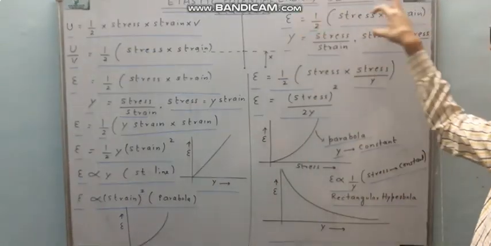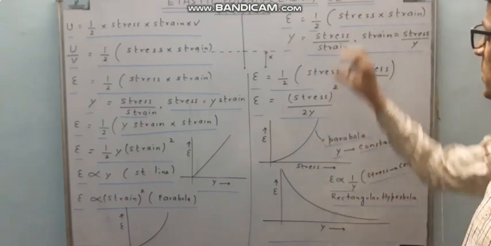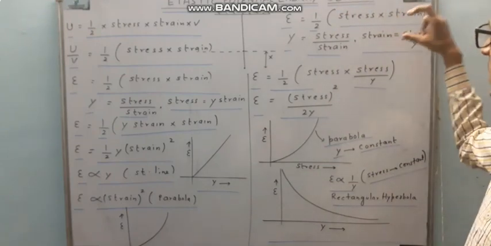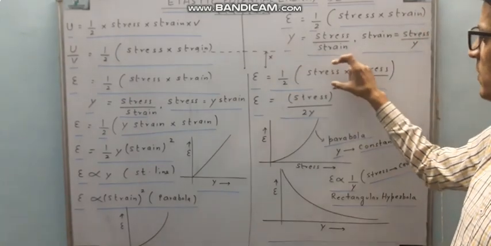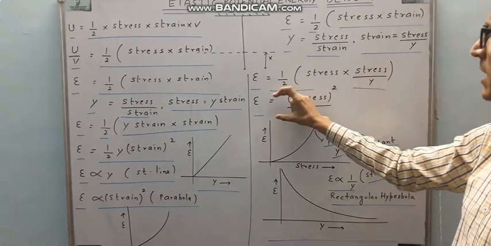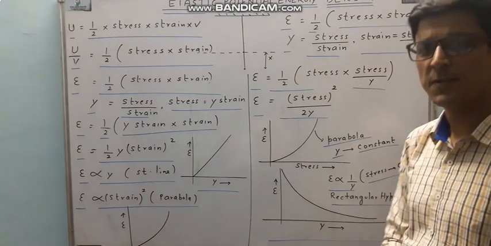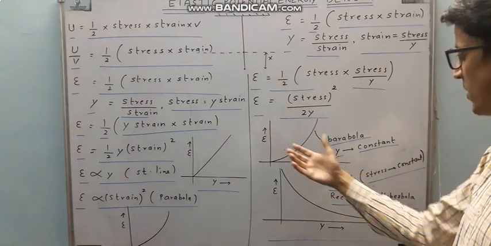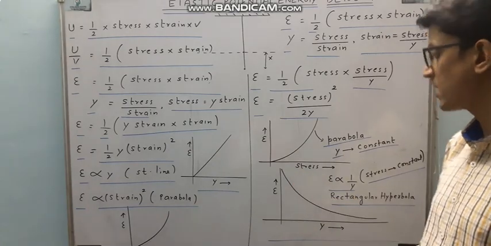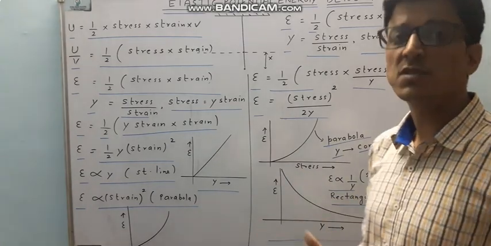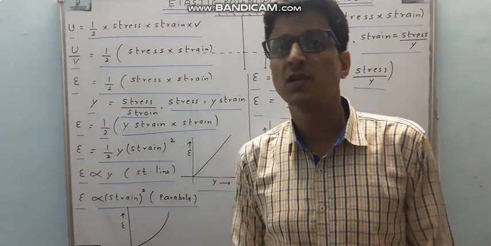Now it can be expressed in other terms. So E is equal to half into stress into strain. So strain can be written as stress upon Y. So E is equal to half into stress by Y. That is, E is equal to stress square by 2Y. So if we draw the curve between E and stress, it will be a parabola, and between E and Y it will be a rectangular hyperbola. So these were some of the terminologies, how things can be related.